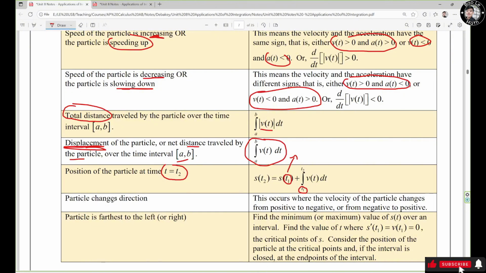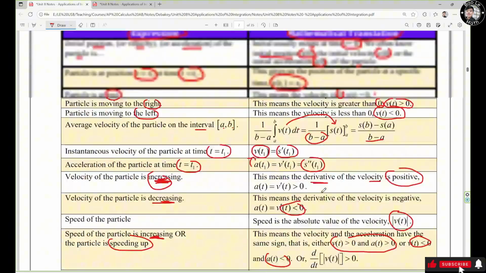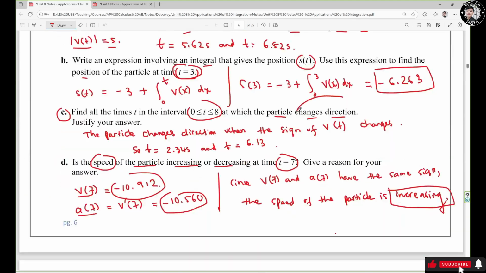Now, the particle changes direction. This occurs where the velocity of the particle changes from positive to negative, or from negative to positive, which we did right here, right?